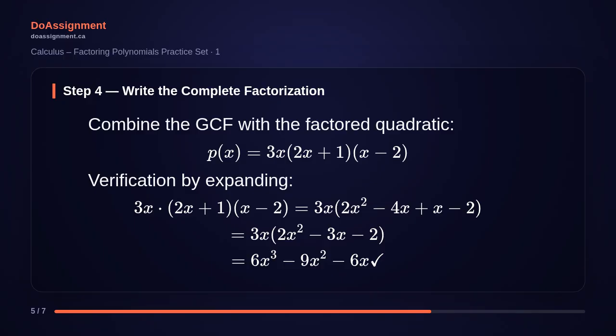Putting it all together, the completely factored form is 3x times 2x plus 1 times x minus 2. We verify by expanding. 2x plus 1 times x minus 2 gives 2x squared minus 3x minus 2, and multiplying by 3x returns the original polynomial 6x cubed minus 9x squared minus 6x. The factorization is confirmed.